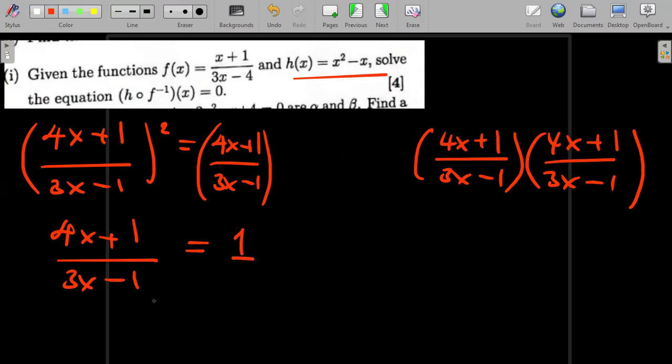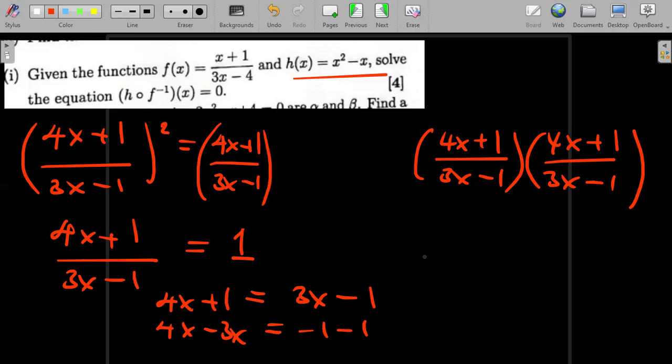Then here I can cross multiply. I'll just have 4x plus 1 equal to 3x minus 1. I can group the like terms, so I'll have 4x minus 3x equal to negative 1 minus 1. And this is just going to give me x equal to negative 2. So the solution of that equation is x equal to negative 2. Right, let's move on to the next question.